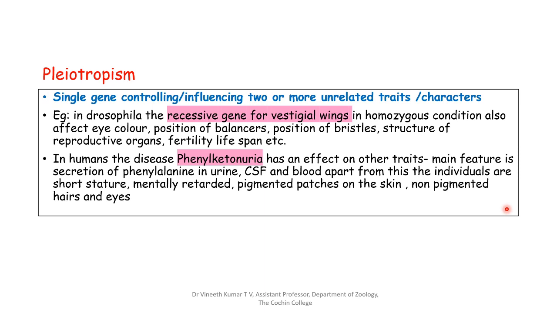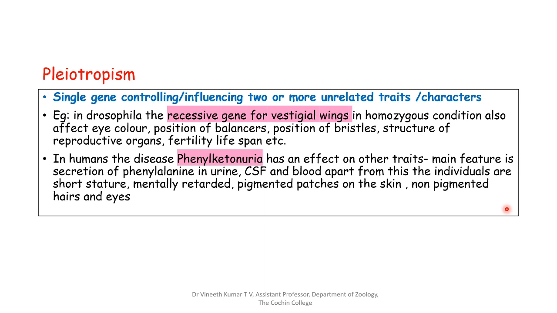Apart from this, individuals have short stature. So a gene which is affecting metabolism is affecting height. Another thing is mental retardation, so it is also affecting neuron development. That particular gene which is affecting metabolism causes pigmented patches in the skin and non-pigmented hair and eyes. So this gene, the gene for phenylketonuria, which causes damage in metabolism, is affecting many unrelated traits, which also points to the fact that a single gene is controlling many unrelated traits or characters. With this, we come to the end of this module, which is gene interactions.